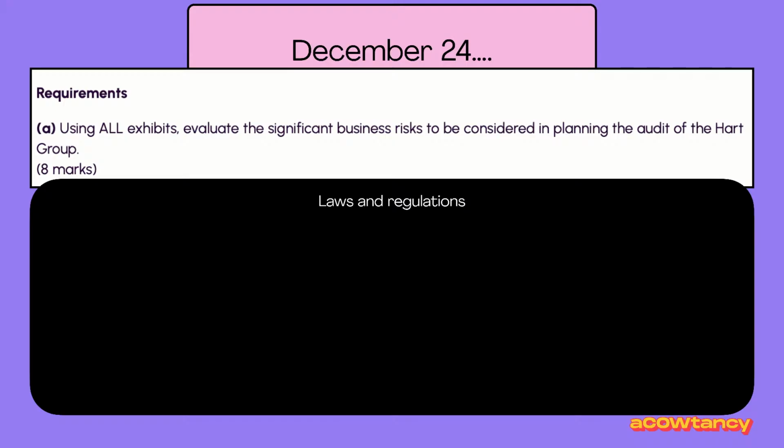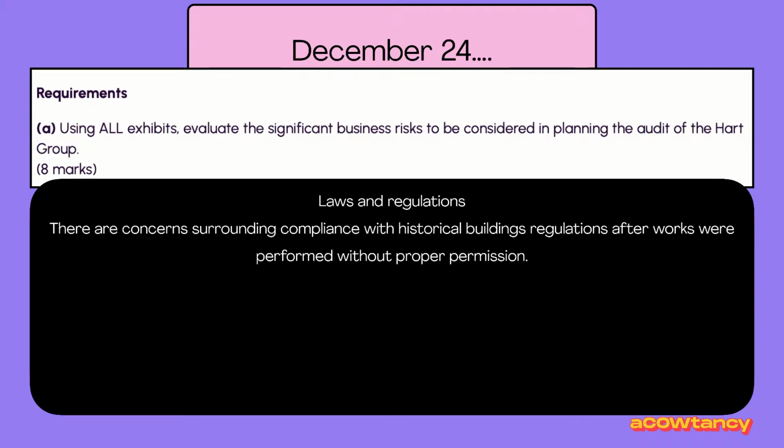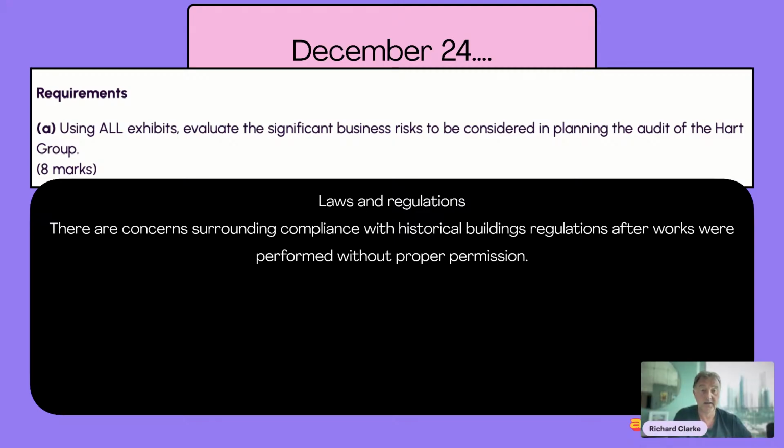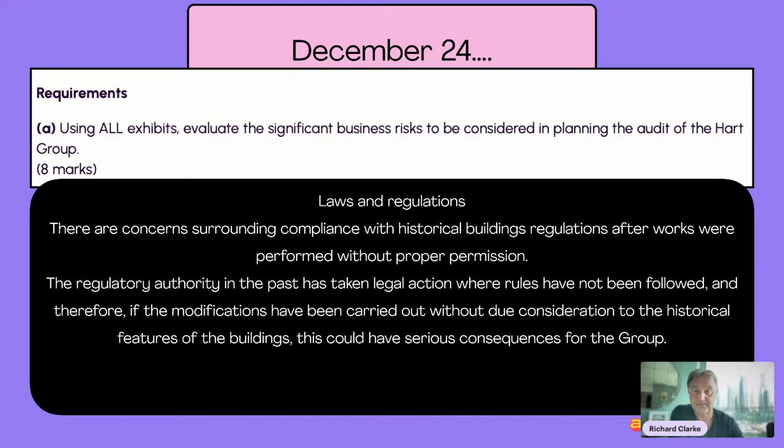So this is how I'd answer it. I'd head it up with a heading, laws and regulations. Could just call it regulations if you like. There are concerns surrounding compliance with historic buildings regulations after works were performed without proper permission. Is that an identification mark or an explanation mark? Hopefully you all agree that is an identification mark. So that's half a mark already. All you've done really is copied out the question.